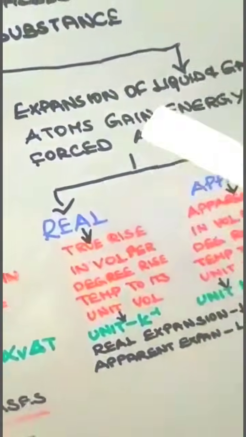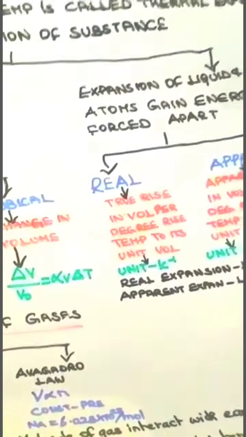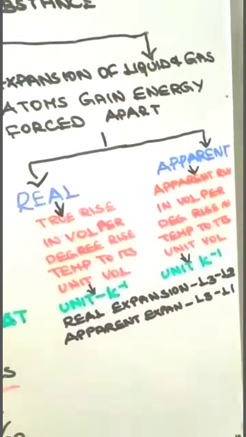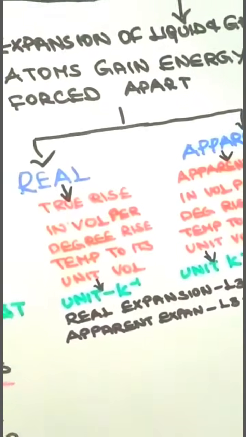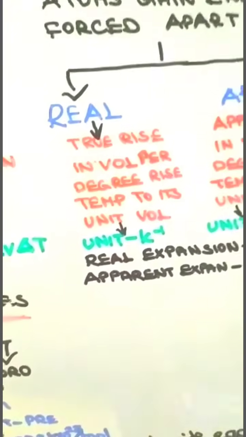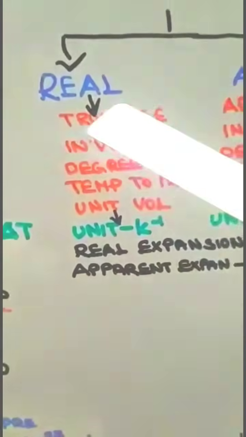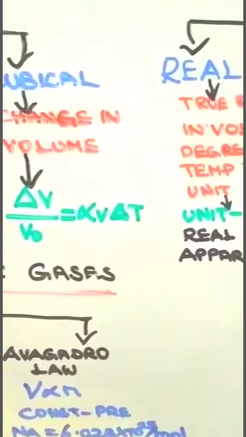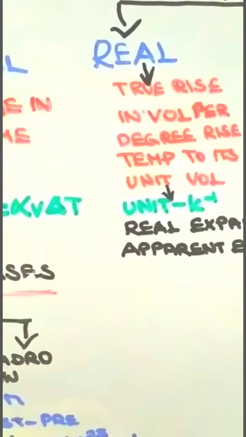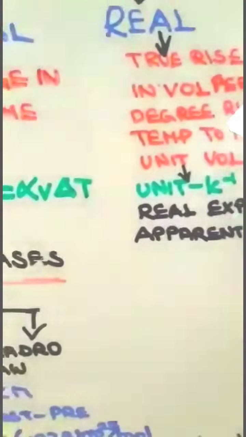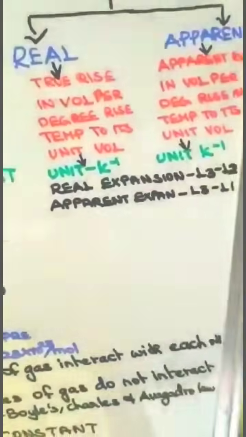Here the atoms, when they gain energy due to increase in temperature, are forced apart. So we get two different types of expansion. One is real expansion, another one is apparent expansion. What is real expansion? If a liquid is directly heated without a container, there will be a true rise in the volume per degree rise in temperature. So this is called real expansion, and the coefficient of real expansion is nothing but the true rise in volume per degree rise in temperature to its unit volume.